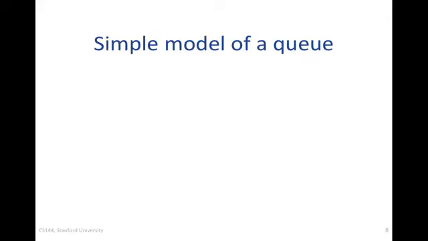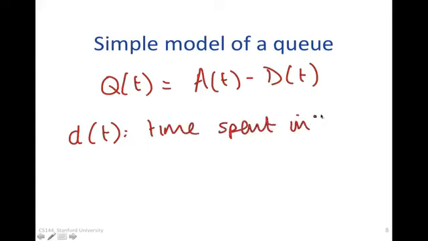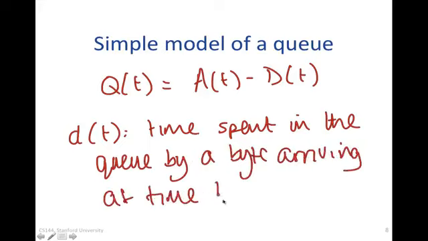Okay, then to summarize, we can say that the queue occupancy, Q of t, equals the ones that have arrived minus the ones that have departed. So a nice simple expression for that. And that d of t is the time spent in the queue by a byte arriving at time t. And that's simply the horizontal distance between those two lines.